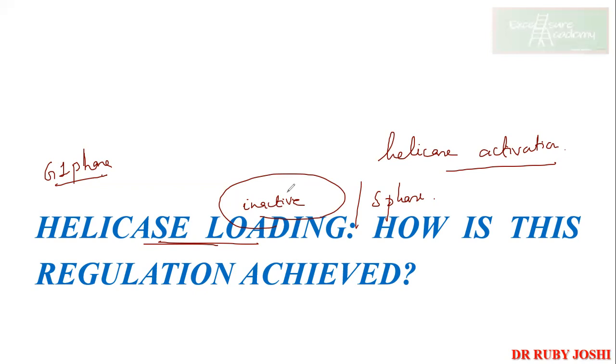CDK phosphorylates the CDC6, the helicase loader, and then it travels outside the nucleus and goes through the ubiquitin pathway. Very good, very good. So it goes to the proteasome for complete protein degradation. Okay, good. So let's move ahead.